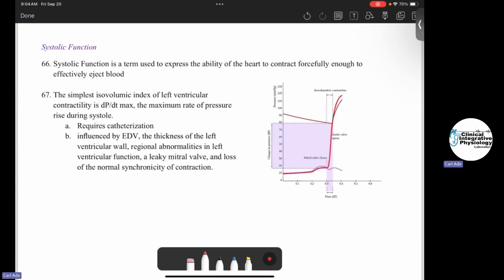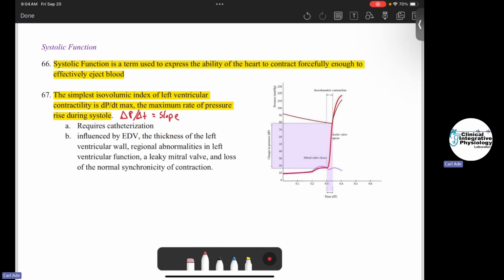We talked quite a bit about pump function and contractility, so it's really important to better understand systolic function. Broadly, the term systolic function is the ability of the heart to contract forcefully enough to eject blood. So in reality, this is a broader term for contractility, and this is really challenging to measure in the intact heart. So we've got to use a series of different techniques. The simplest is referred to as the isovolumic index of left ventricular contractility. And it's really the change in pressure over the change in time. The little d just represents change. So it's the change in pressure over the change in time, or the slope.